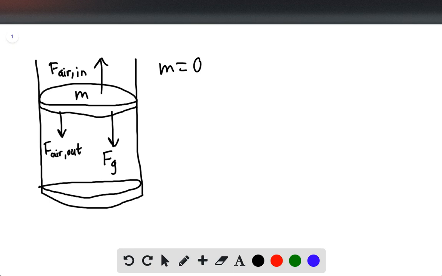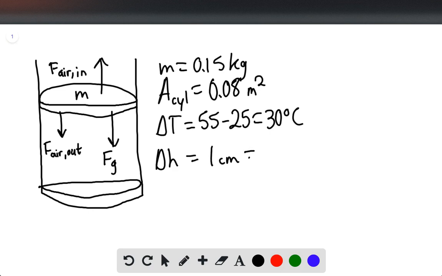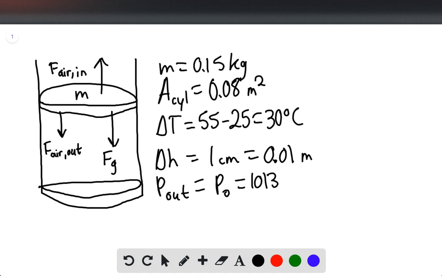We have some givens, so the mass is 0.15 kilograms. We're going to find the area, the surface area of the cylinder. This is 0.08 meters squared. We have delta T. This is going to be 55 minus 25, or just 30 degrees Celsius. We have delta H, 1 centimeter, or 0.01 meters. And we have the outside pressure equaling atmospheric pressure, P naught, or 101,325 pascals. So we should first simply just try to find the pressure inside the piston.